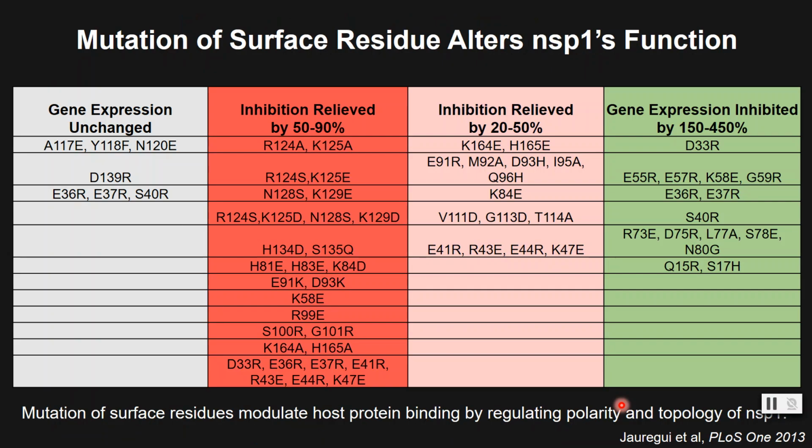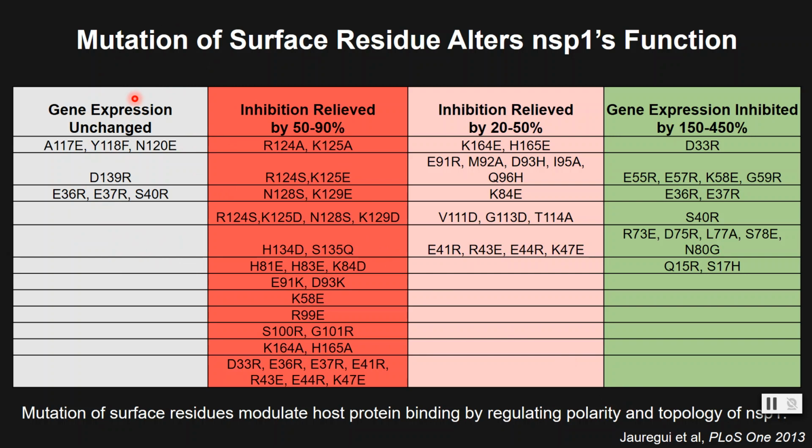So we also wanted to know how this one mutation that changed how NSP1 binds to NUP93 relates to all the other mutations known for NSP1. So here is a list of mutations that were published by Jauregui. And the first set of mutations shows no difference in gene expression.